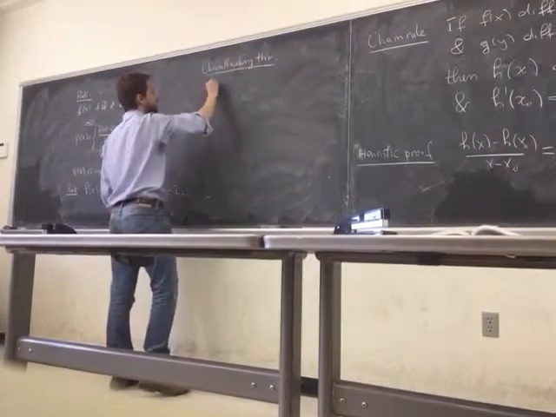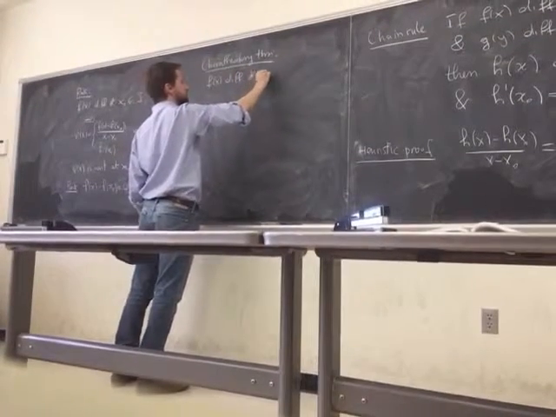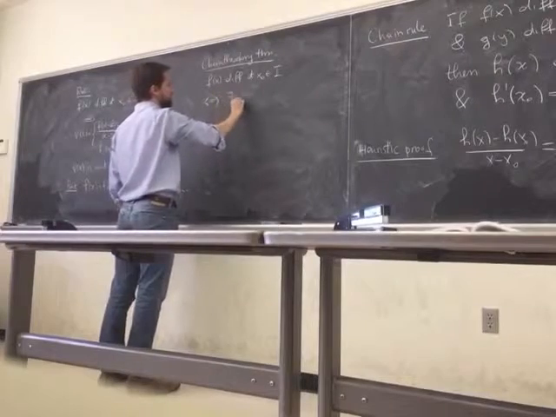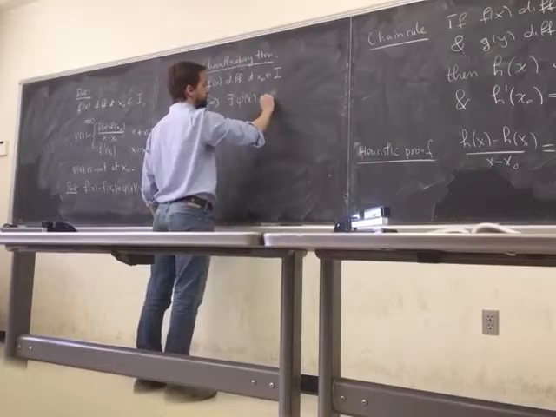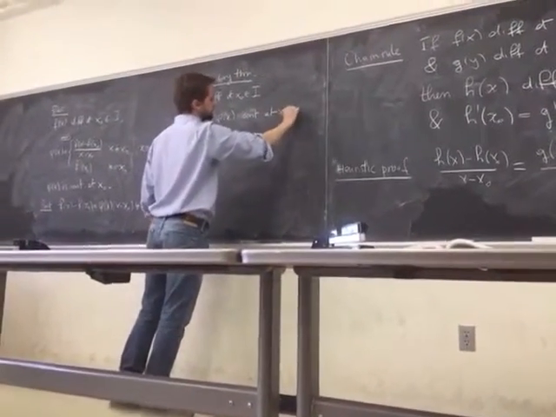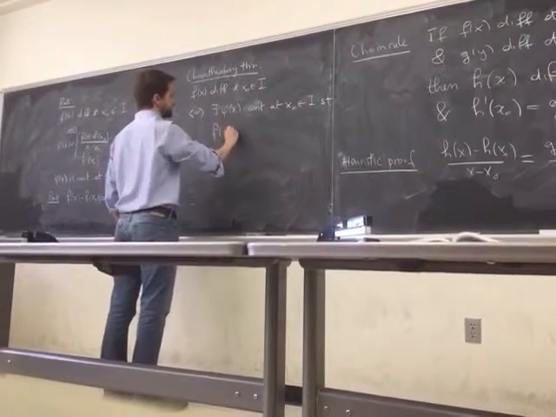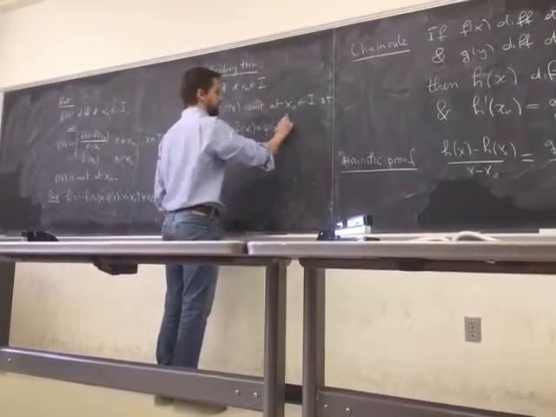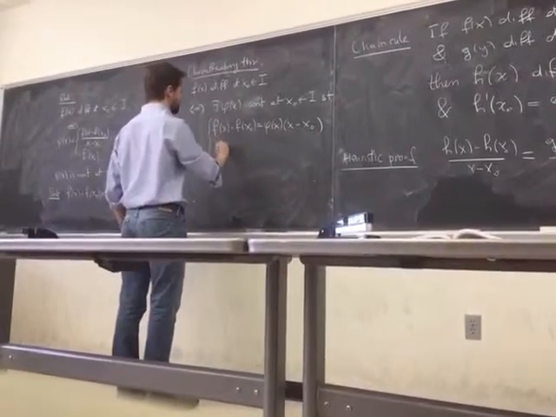So f of x is differentiable at x naught belonging to an interval I if and only if there exists a function phi of x, which is defined and continuous at x naught, such that f of x minus f of x naught is equal to phi of x times x minus x naught for every x in the interval I.